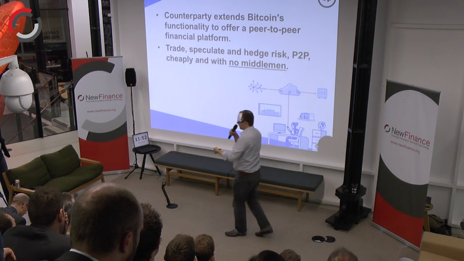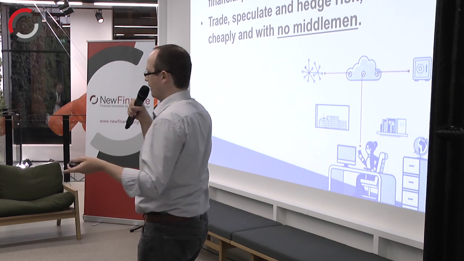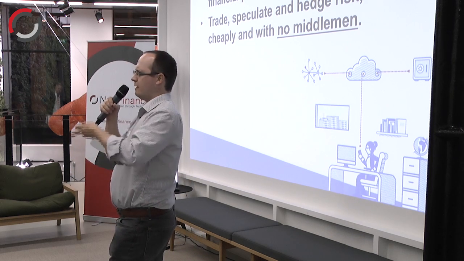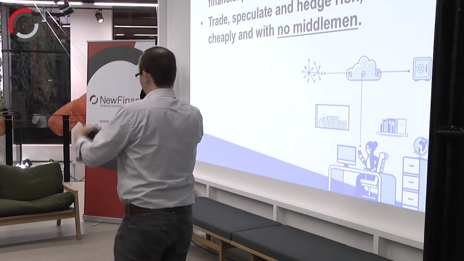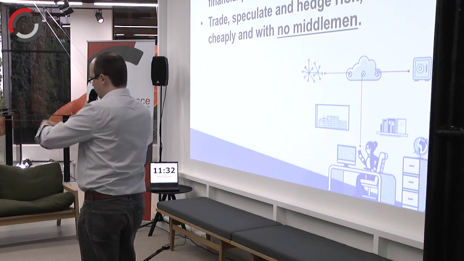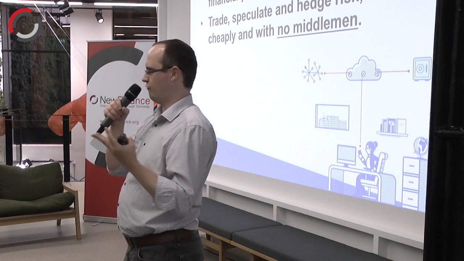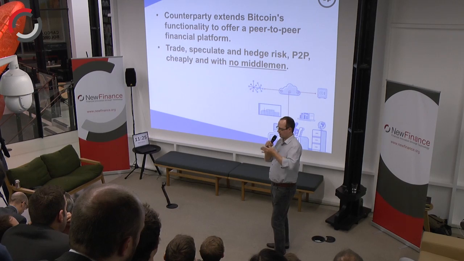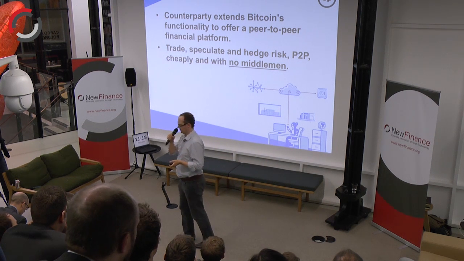In terms of Counterparty itself, as an example of a Bitcoin meta layer, what we're really trying to do is extend the functionality that Bitcoin offers to provide a fully fledged peer-to-peer finance platform. So the dream is to make it so that anyone with an internet connection is able to trade, speculate, and hedge risk in a way that is completely peer-to-peer, extremely cheap, and involves no middlemen or third parties whatsoever. So that's the idea.